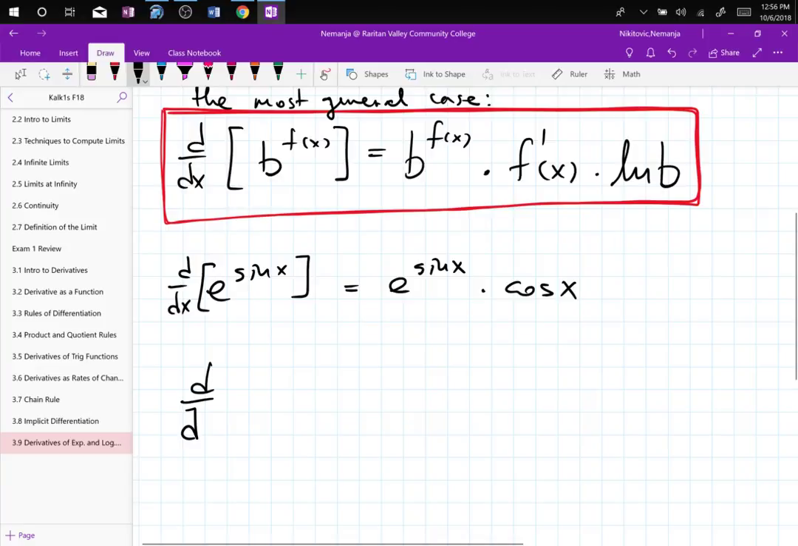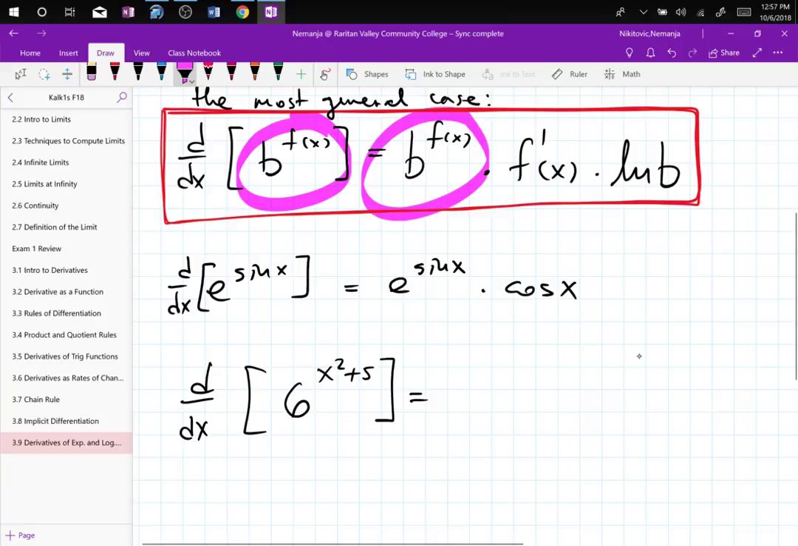What is the derivative of, let's say, 6 raised to x squared plus 5? Well, if you follow what is given to you up there, you see that this and this is the same. So just copy it. And then your exponent is f of x. Take the derivative of f of x. And then times ln b. You know that's a 6 because you can see it.